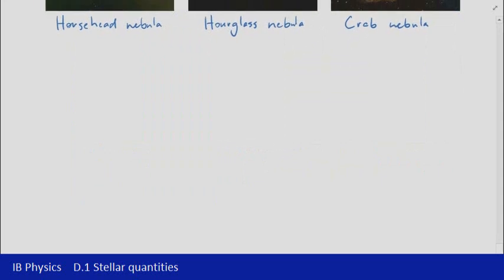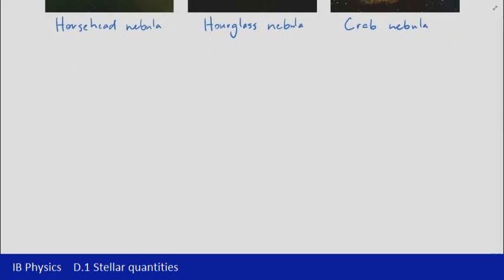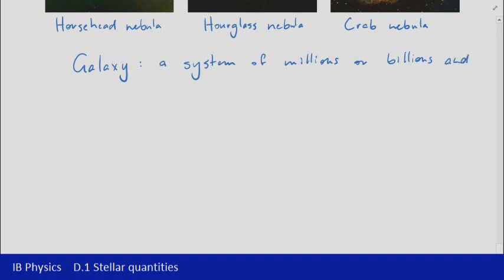Moving on, if we start to group our stars and nebula and all those sorts of bits and pieces together, we're now going to look at the next grouping being a galaxy. And a galaxy is just a system of millions or billions of stars. Sorry, I should also mention not just millions and billions of stars. It's also their planetary systems.